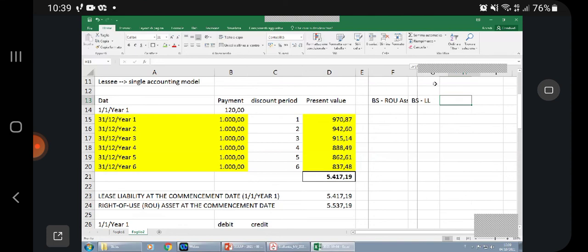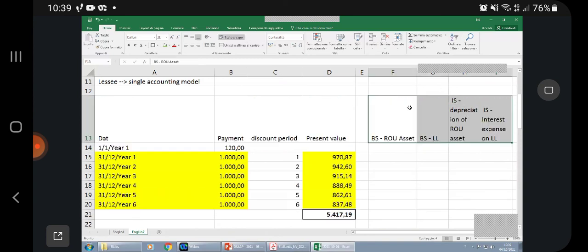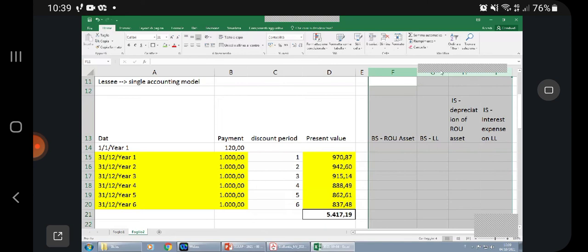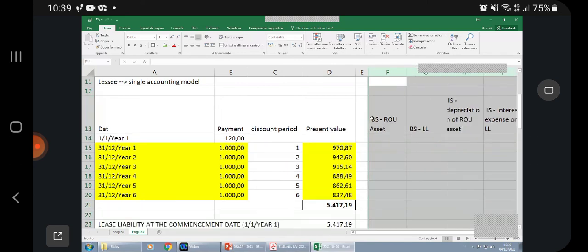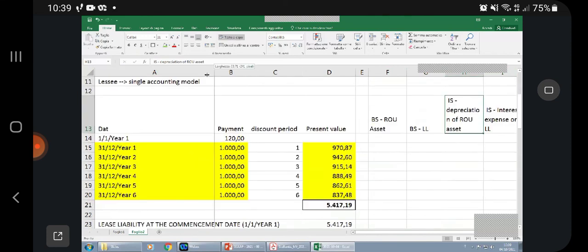In the income statement we have the depreciation of the right of use asset. And in the income statement we have the interest expense on the lease liability. Okay, so these are the 4 important items to be disclosed in the financial statements.